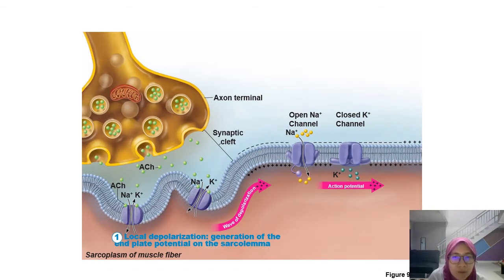Okay, you may see the wave of the depolarization. The plus sign here comes from the sodium. Na plus is sodium. So sodium is coming into the muscle, and then our muscle becomes more positive. That is what we call depolarization. So action potential happens.